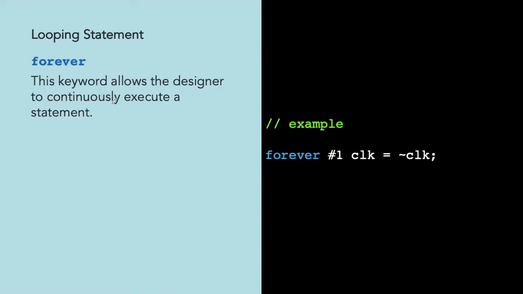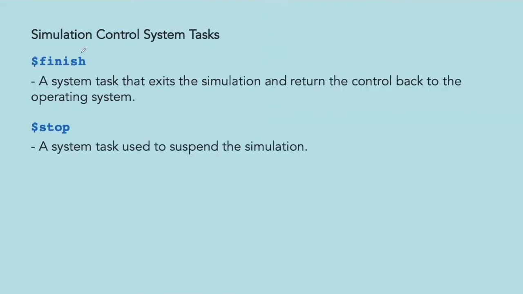Forever is a keyword used to continuously execute a statement. Later, we will use this to execute clock pulses. $finish is a system task that exits the simulation and returns the control back to the operating system. On the other hand, $stop is a system task used to temporarily suspend the simulation. So later, we will use this $finish to forcibly terminate our forever loop in our demonstration.